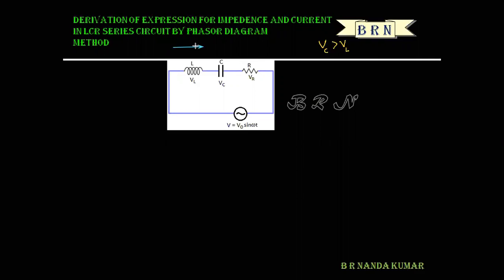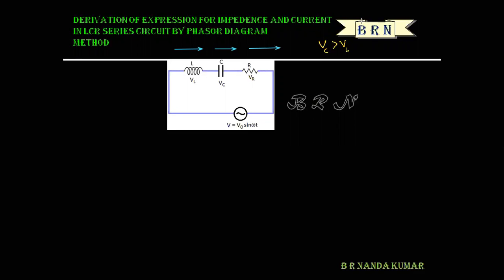the inductor, the current flowing through the capacitor, the current flowing through the resistor. This is the rotational vector of current through the inductor. This is the rotational vector of current through the capacitor. This is the rotational vector of current through the resistor.